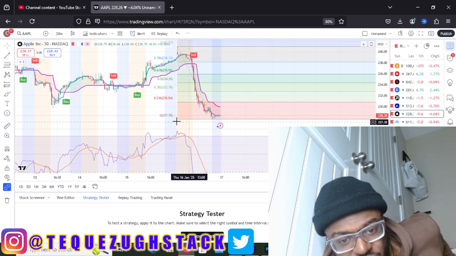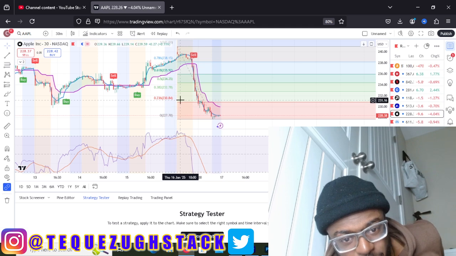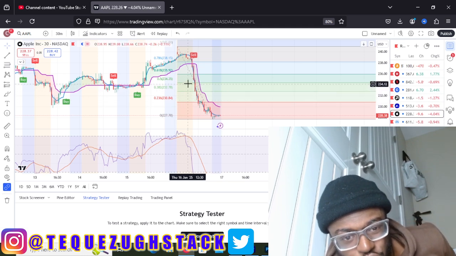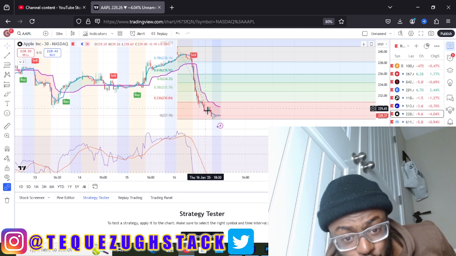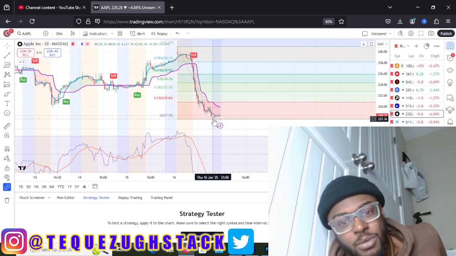My zone for this was 227. I saw the play maybe around 234. So from 234 all the way into 227.70, that's your play. That's the mark. It was free money.